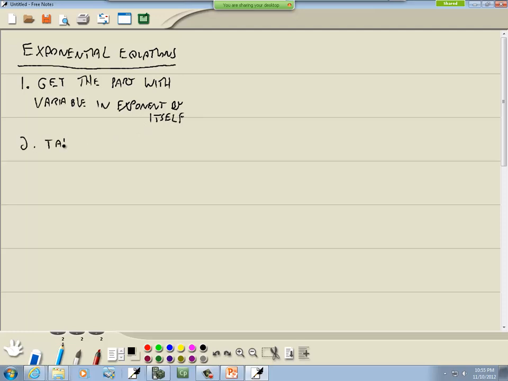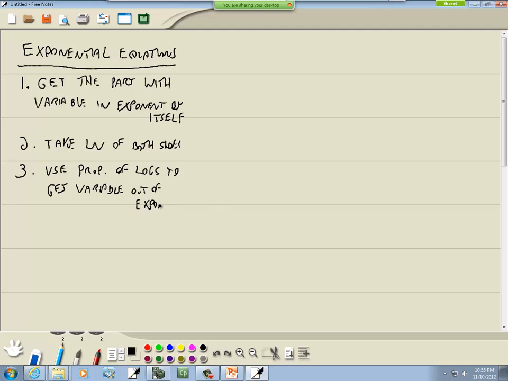Step 2, take natural log of both sides. Take ln of both sides. Step 3, use properties of logs to get the variable out of the exponent. And step 4, solve for x.